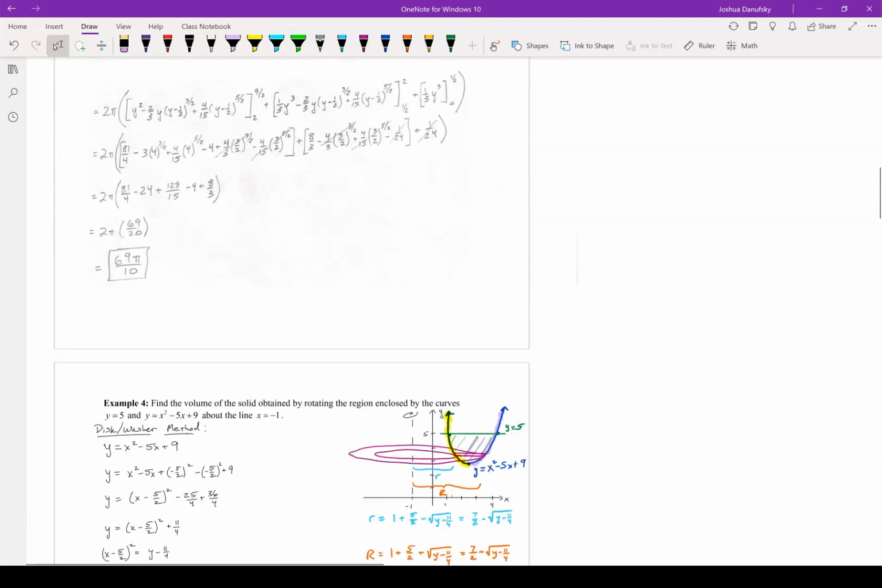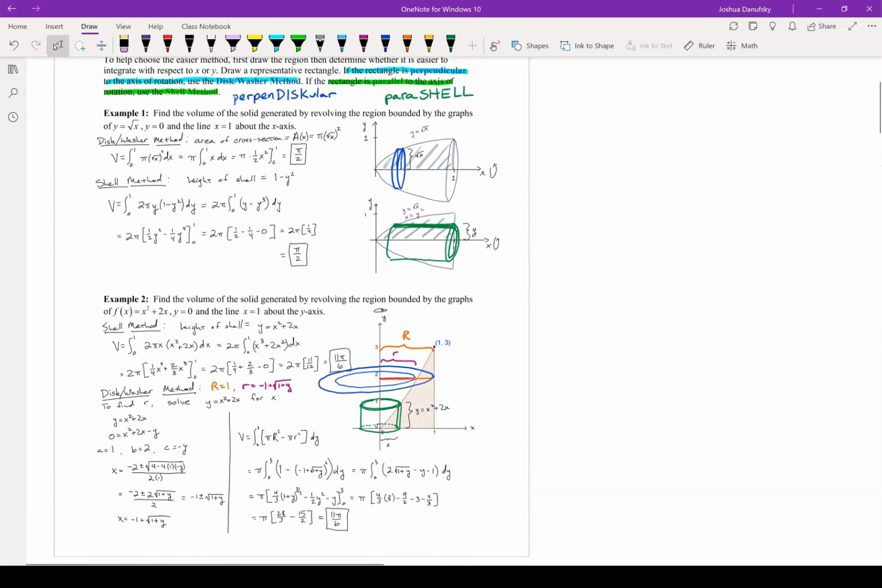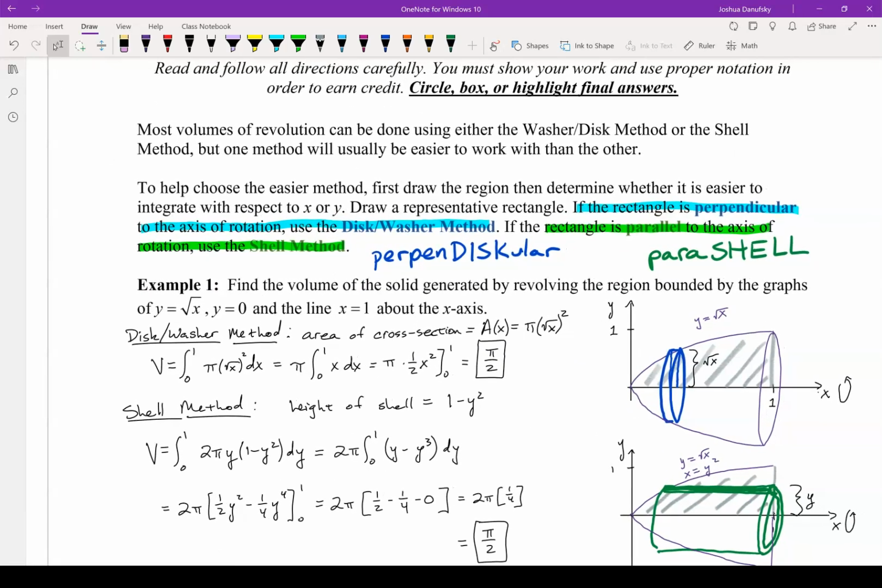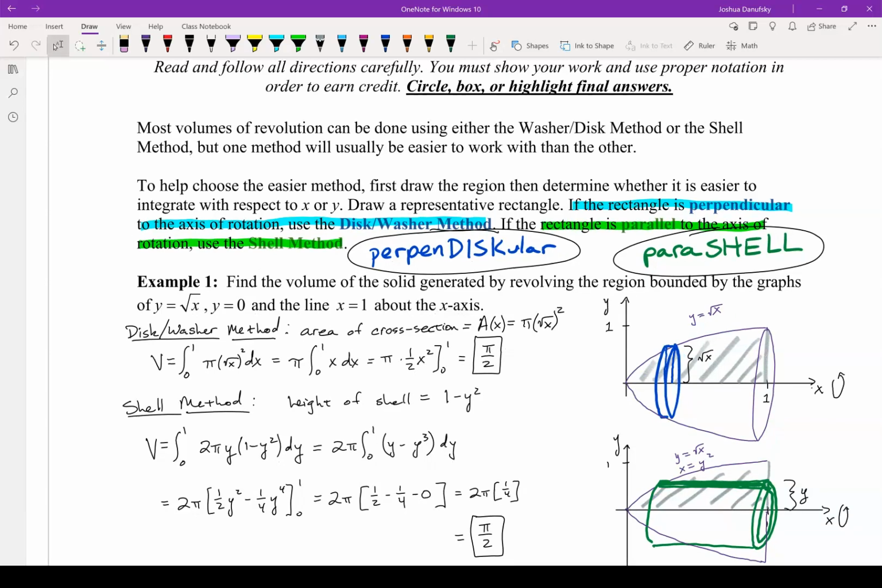Now, as you proceed through the problems in the rest of this worksheet, don't do both methods. First, draw the region and choose which method is easier by first figuring out what the representative rectangle would look like. Decide if it's parallel or perpendicular to the axis of rotation. If it's perpendicular, you use the disk washer method. If it's parallel, you use the shell method. If you start one method and it seems way too complicated, maybe try the other method. Go ahead and try the rest of the problems.